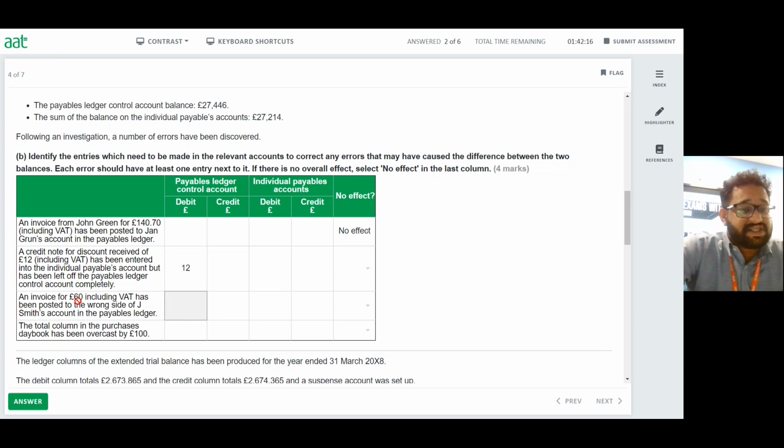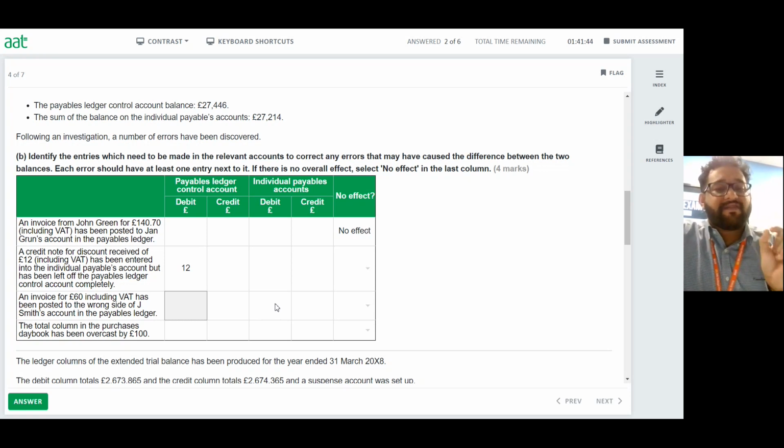An invoice of £60 included VAT was posted to the wrong side of J. Smith's account in the payables ledger. So the payables ledger J. Smith's account, which is the individual payables account, has been entered into the wrong side. Normally, an invoice is entered on the credit side of my payables ledger account, isn't it? It should have been £60 on the credit side. But here they've done it on the debit side, because it's the wrong side.